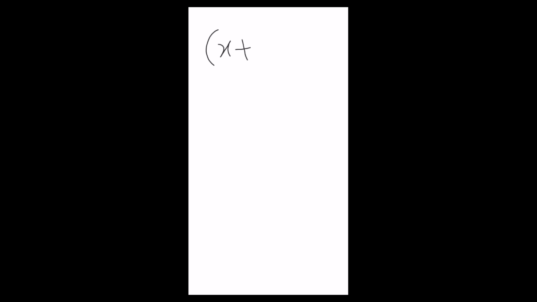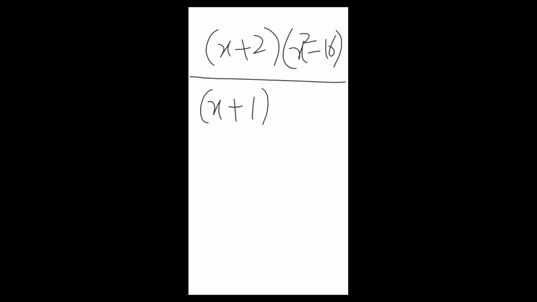x plus 2, x square minus 16 divided by x plus 1, x square, no wait, x square minus x square plus 16. That's your question number 1.